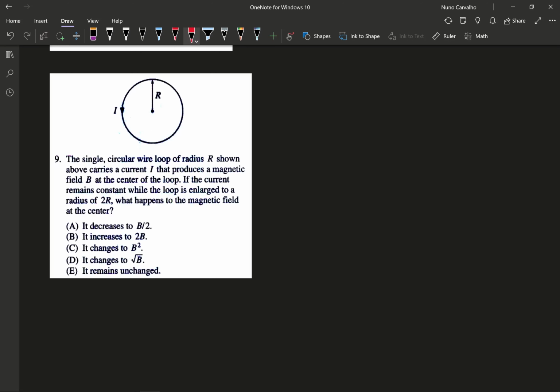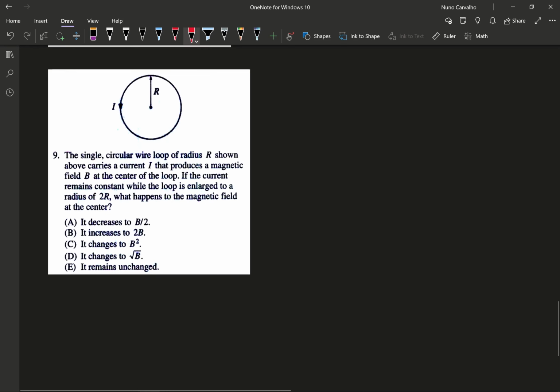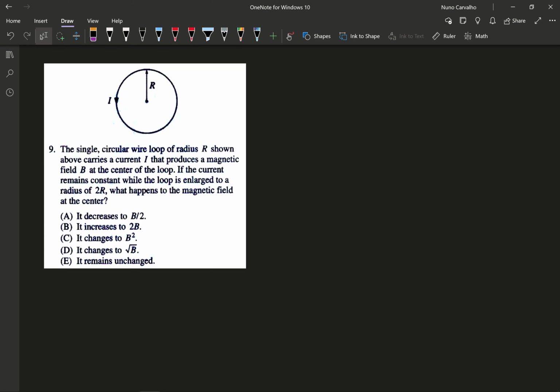Number 9, we're told that the single circular wire loop of radius r shown above carries a current I that produces a magnetic field B at the center of the loop. If the current remains constant while the loop is enlarged to a radius of 2r, what happens to the magnetic field in the center? Well, unless you have it memorized, this is actually going to require a quick use of the Biot-Savart law, and if you don't remember what that was, this is in your formula sheet, and it goes like this.